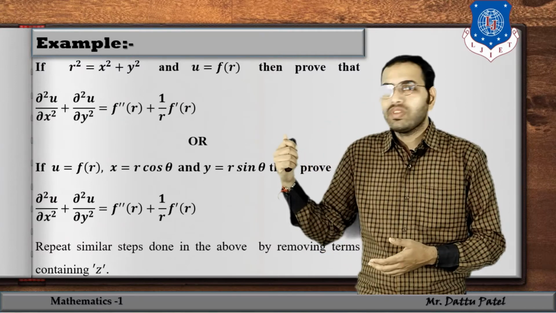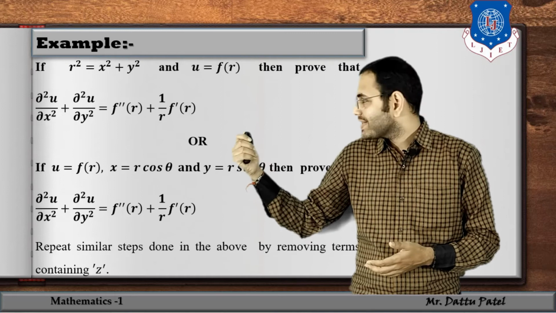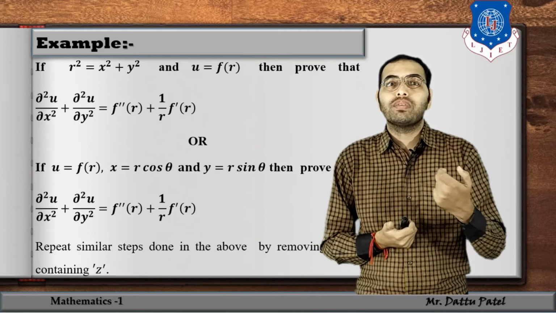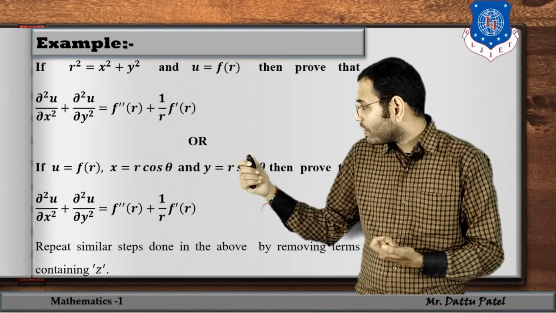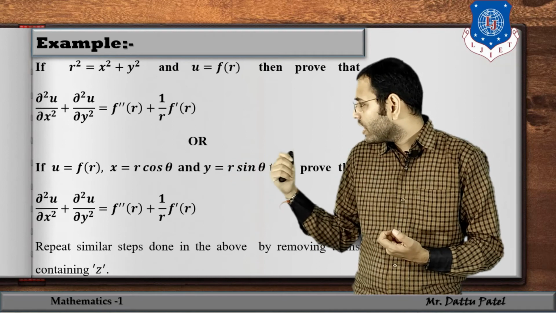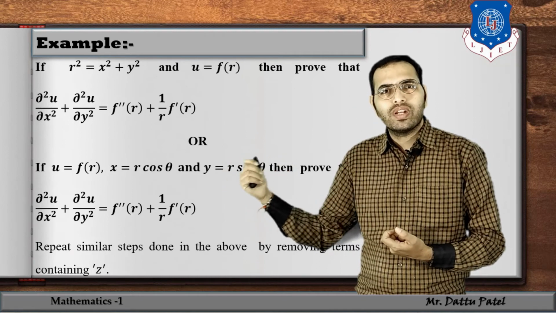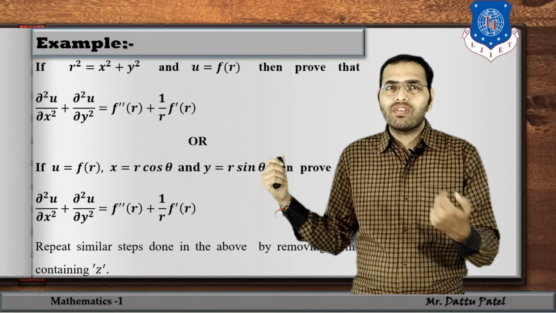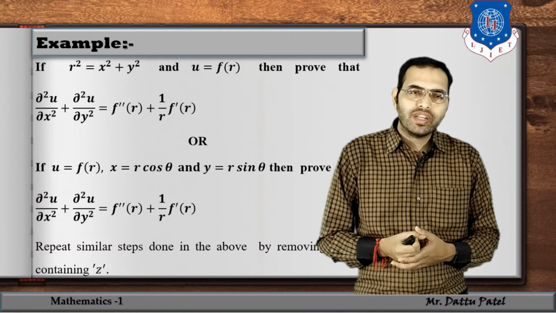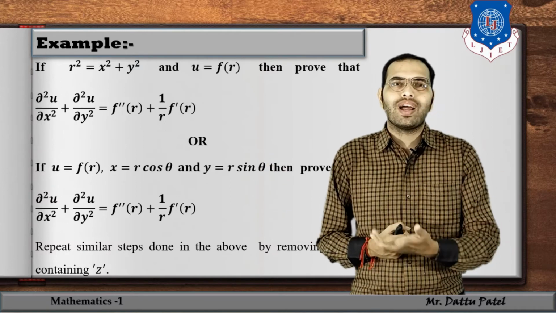Here, squaring and adding x and y, it becomes x square plus y square. Then substituting the values of x and y, that is r square cos square theta plus r square sin square theta, r square is common, then cos square plus sin square is 1, then it becomes x square plus y square equals r square.